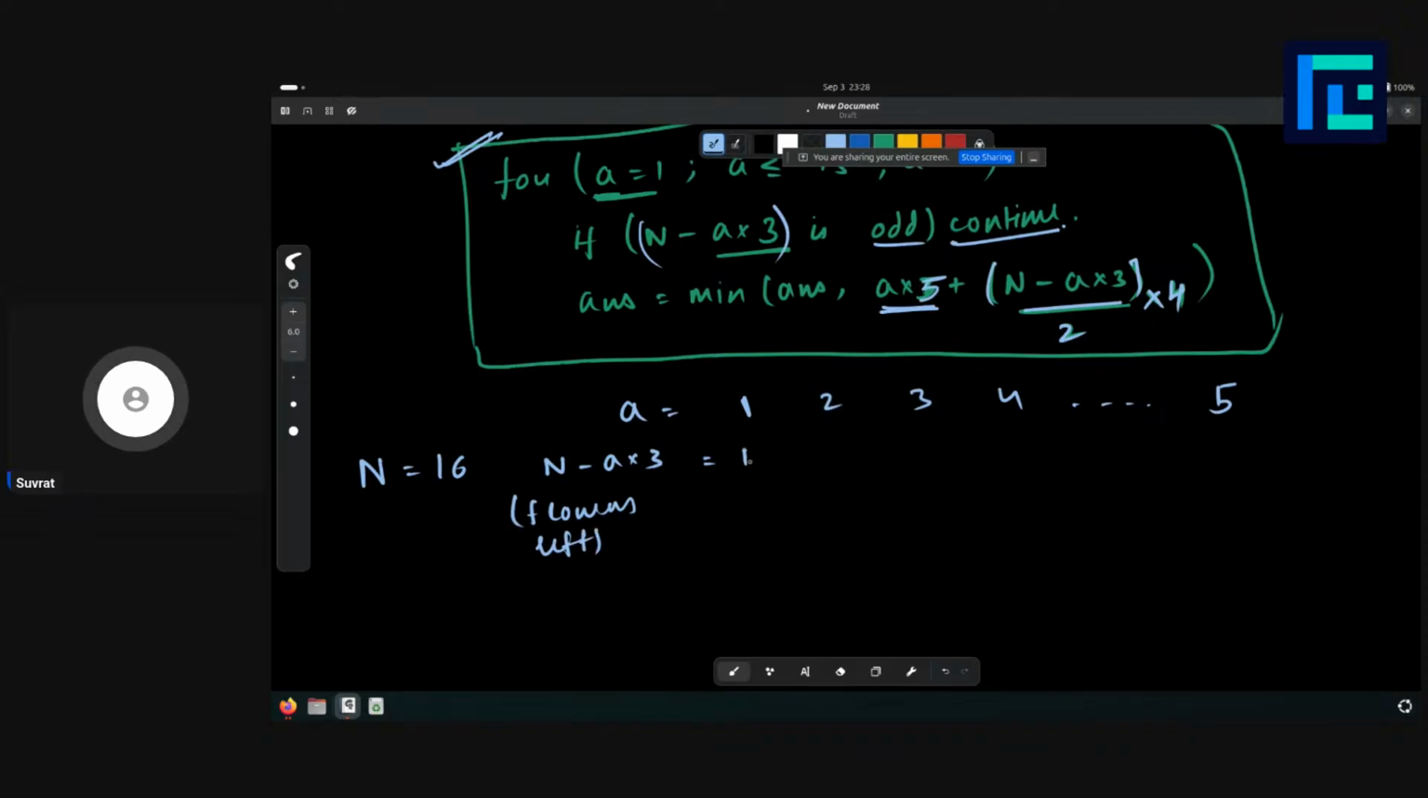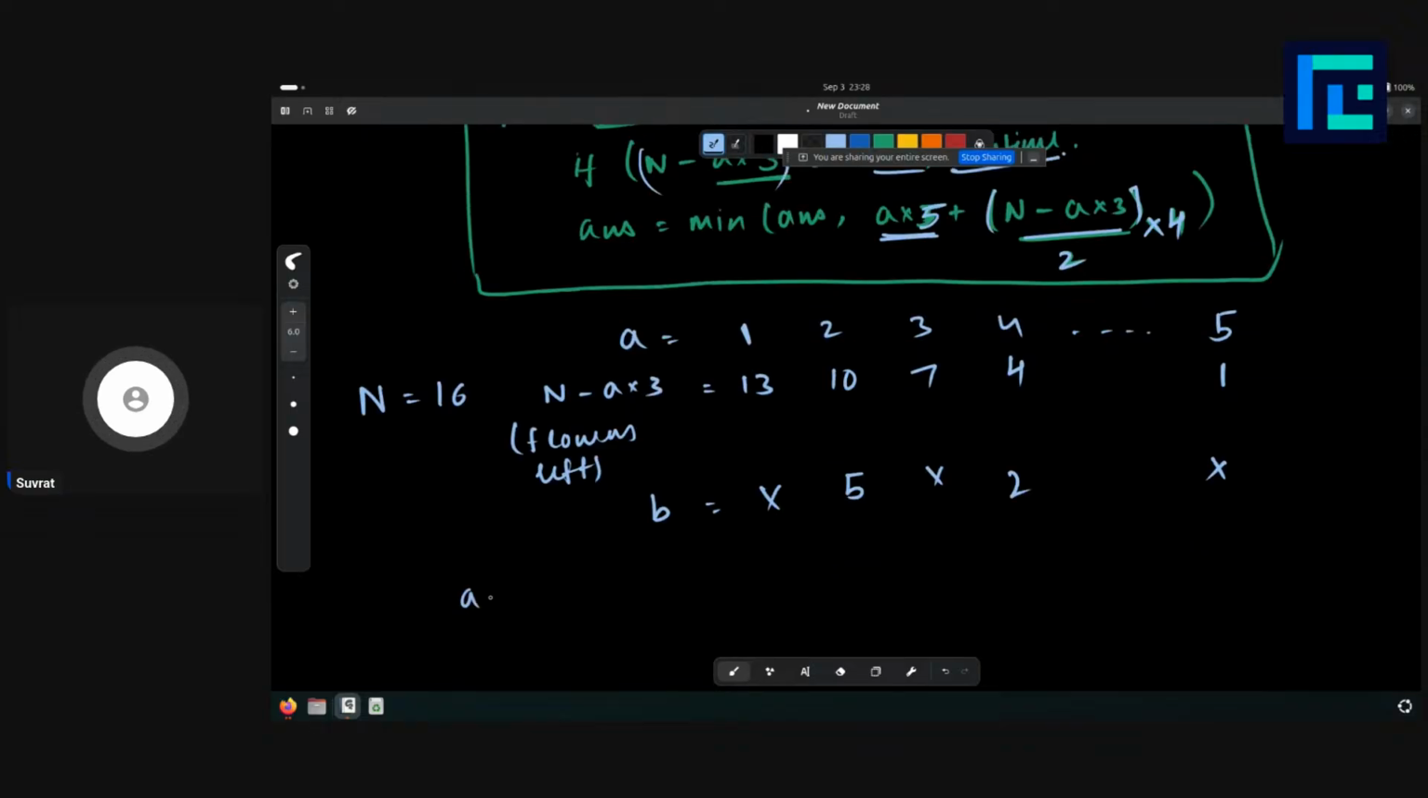So 16 minus 3 is 13, 16 minus 6 is 10, then 7, then 4, and then 1. So now the number of b would be, in this case not possible, in this case 5 not possible, then 2 and not possible. So for each test case the answer would be a into 5 plus b into 4.